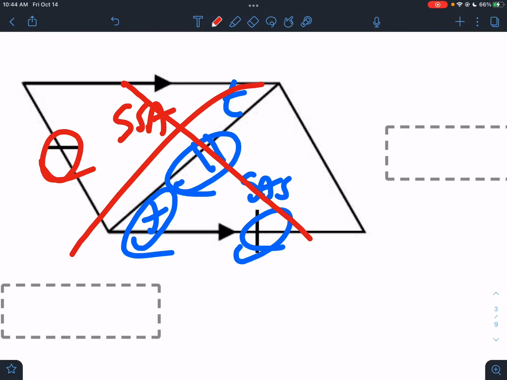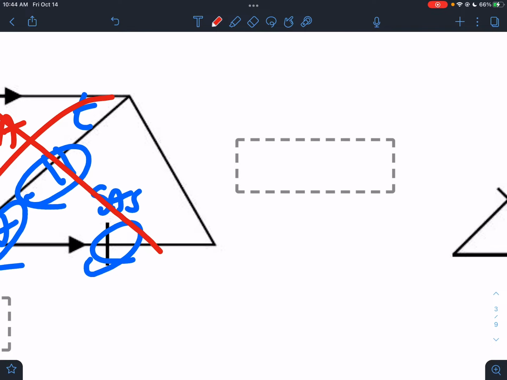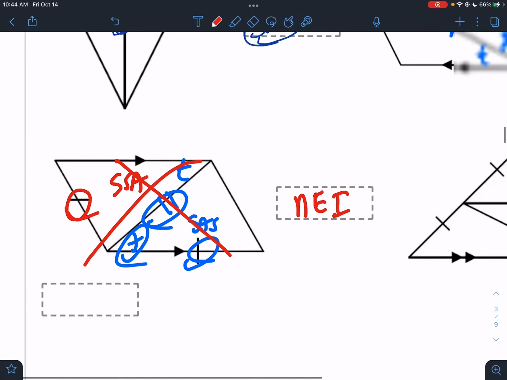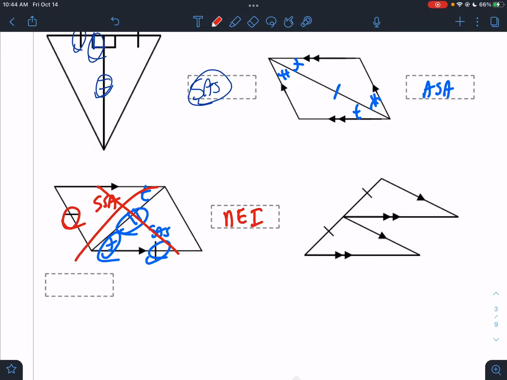Well, that's not even a match. You're not allowed to say SSA ever. It's not a match. NEI. Not enough information on that one.